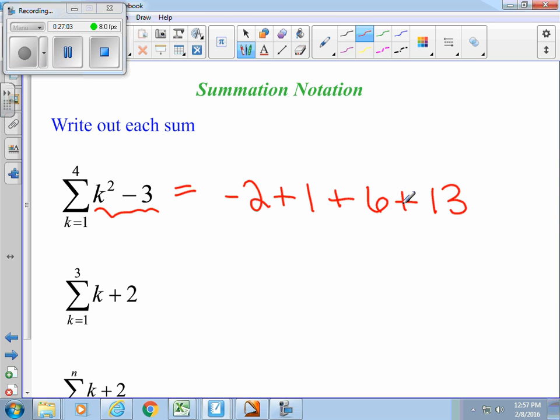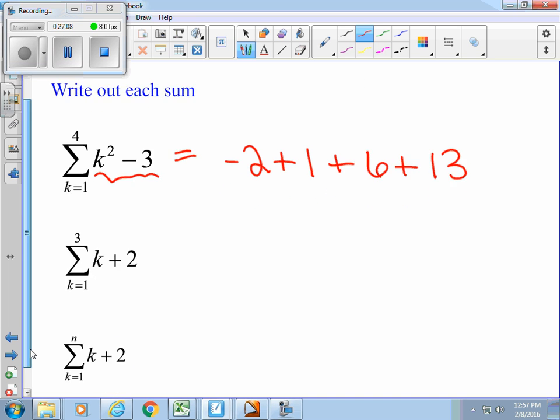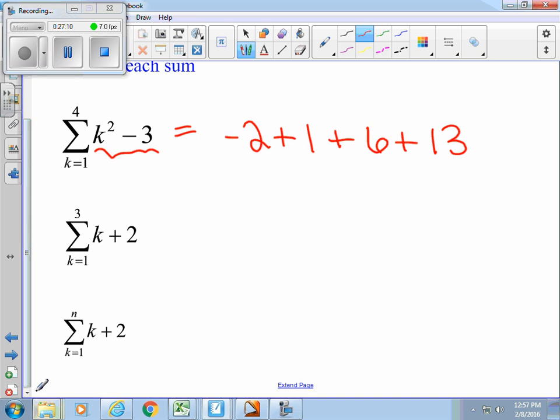Any questions about that? Do I need to do any more of those? That's how summation notation works.